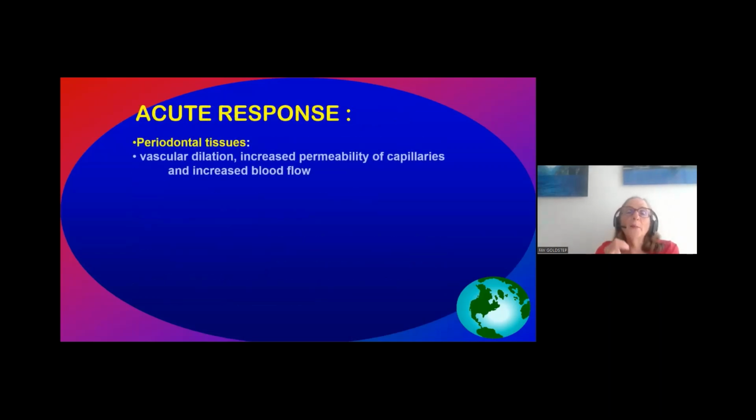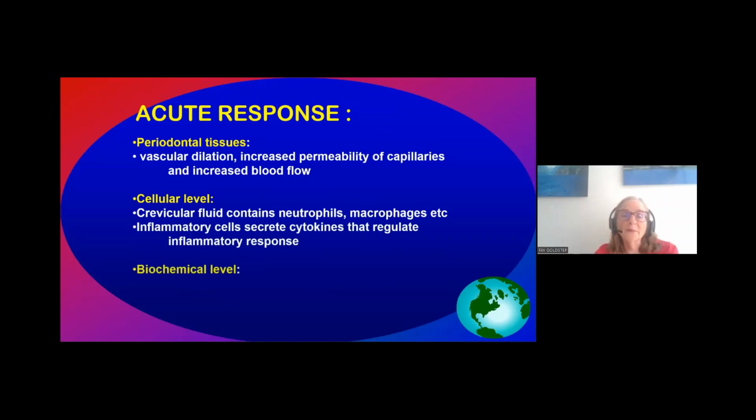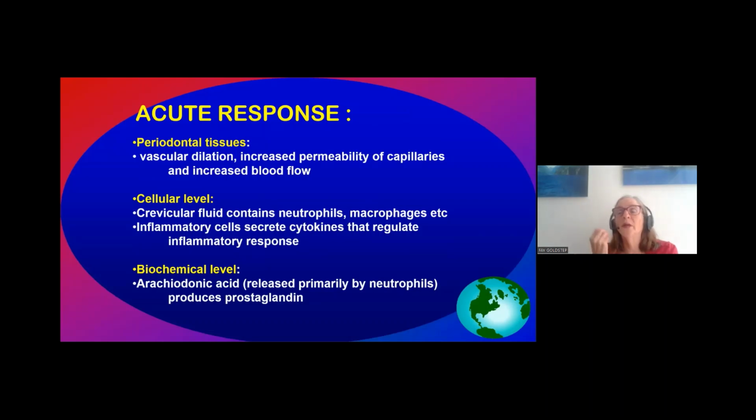Now, what's happening during that acute response, that healthy healing response? We have three different areas that we'll be tackling. In the periodontal tissues, which is what we see clinically, we see vascular dilation, increased permeability of capillaries, and increased blood flow. Basically, you see inflamed gums that bleed easily. That's the initial stage of gingivitis.